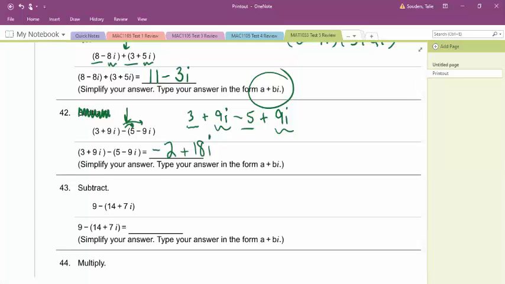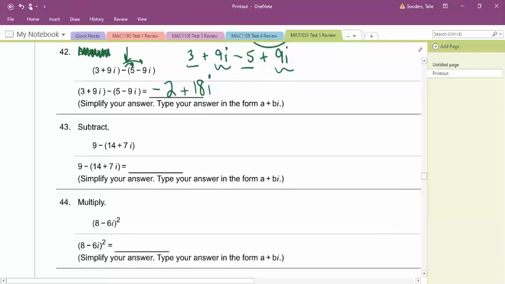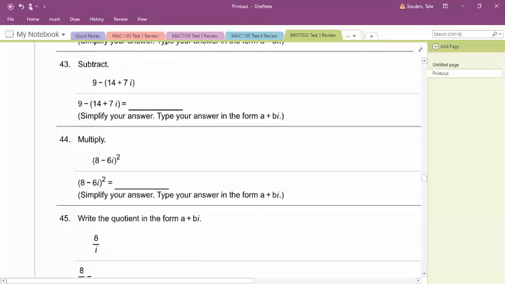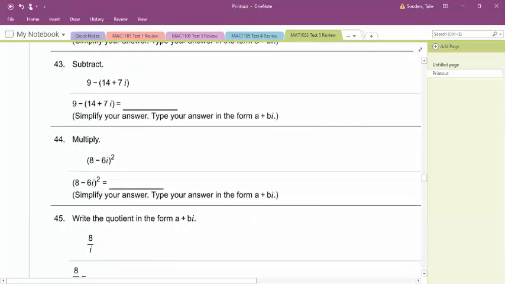So help me out. What do we need to do in number 43? You distribute that negative. Good. So what does that give us? You got 9 minus 14 minus 7i. Good. And then what would you do from there? You do the 9 minus 14, which you get negative 5 minus the 7i. Very, very good.